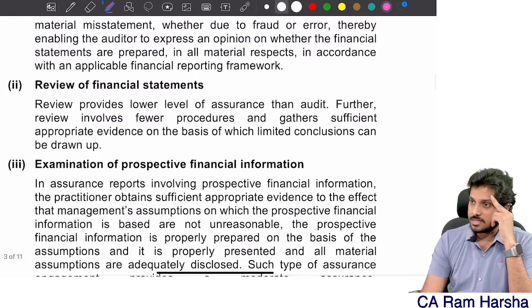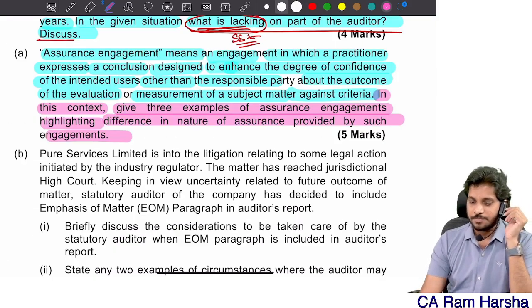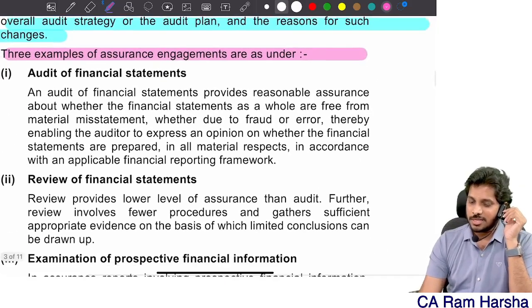You just have to give the relevant matter. Okay. Next. Or else I'll explain that. It's like revision. No, audit I'm not explaining.